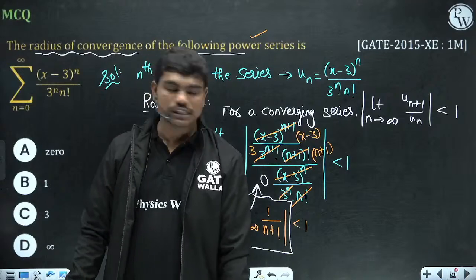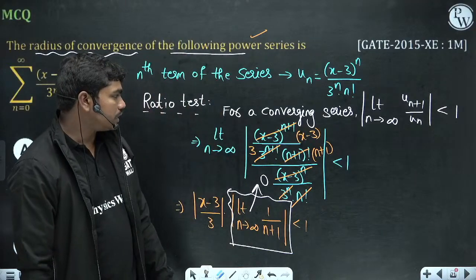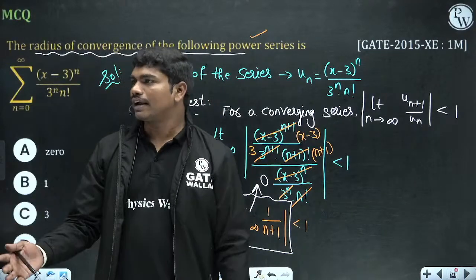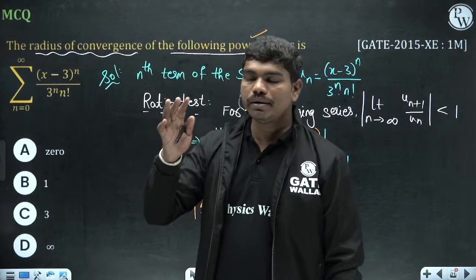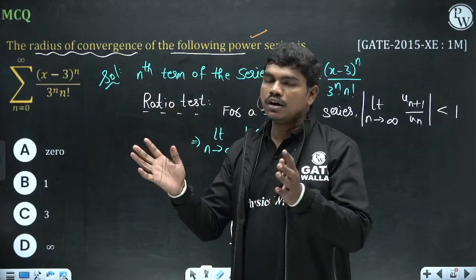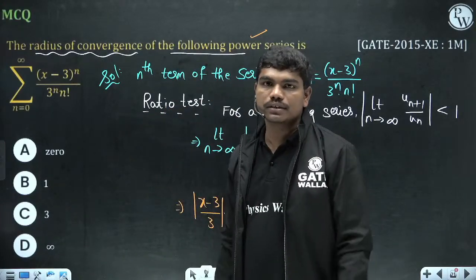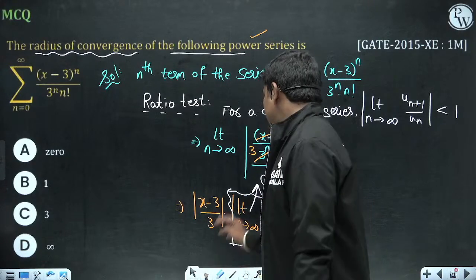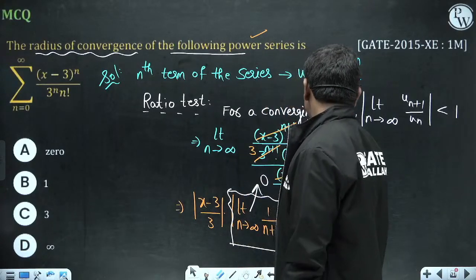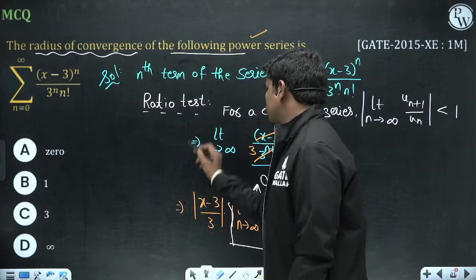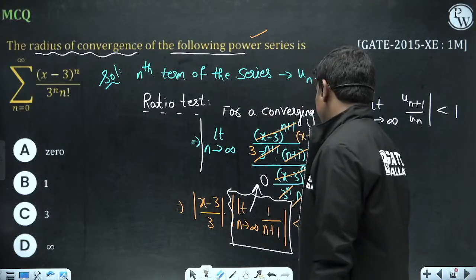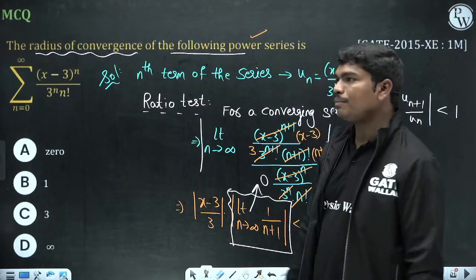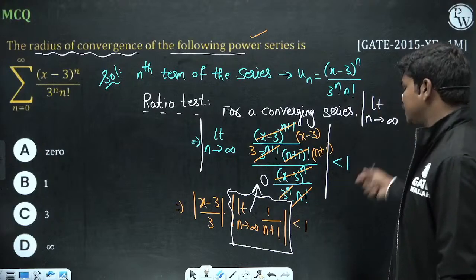Does the limit come inside or outside of this modulus? Anything is fine, you can put anything. The modulus can be applied only to the function or to the complete limit. You can write it like this if you want. I have denoted it outside, so no issue.